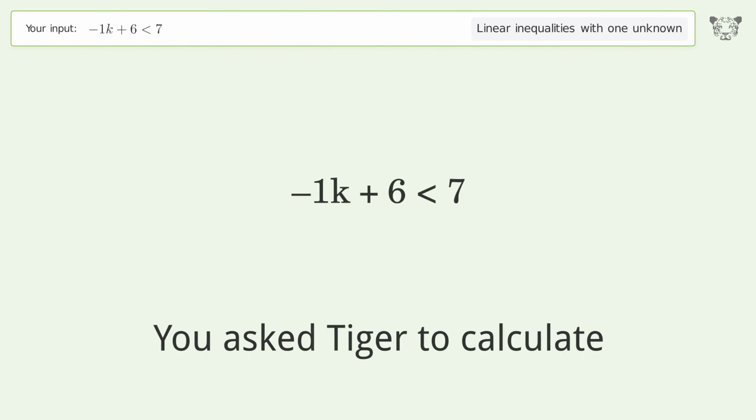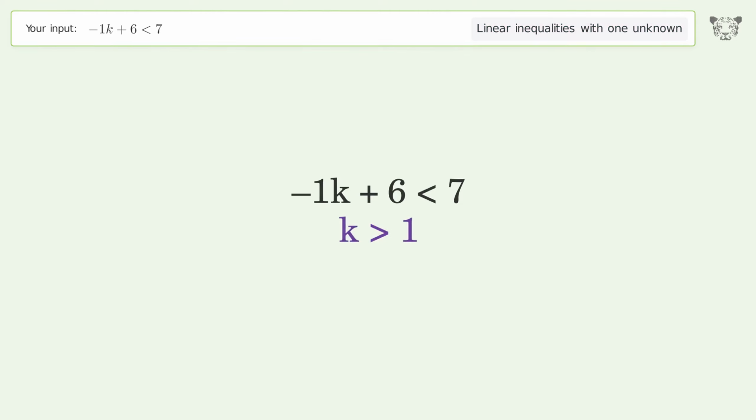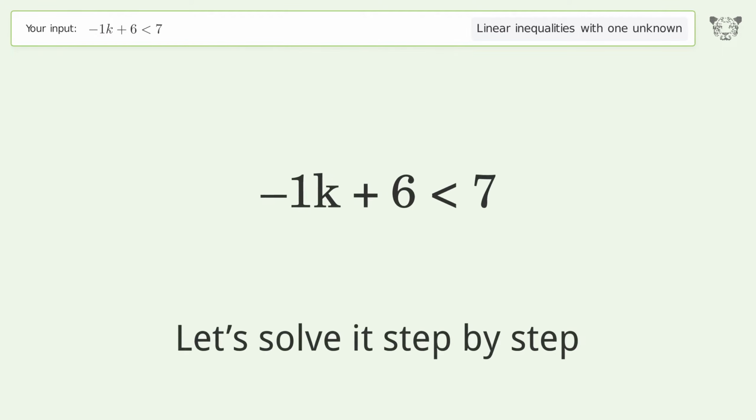You ask Tiger to calculate. This deals with linear inequalities with one unknown. The final result is k greater than -1. Let's solve it step by step.